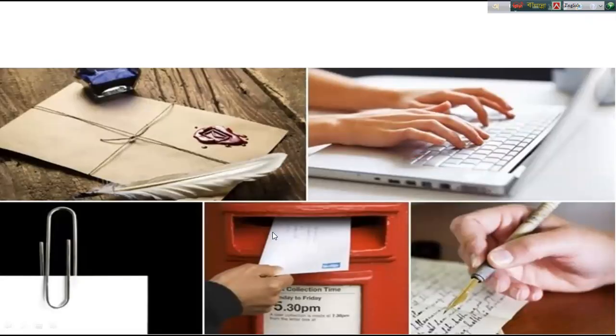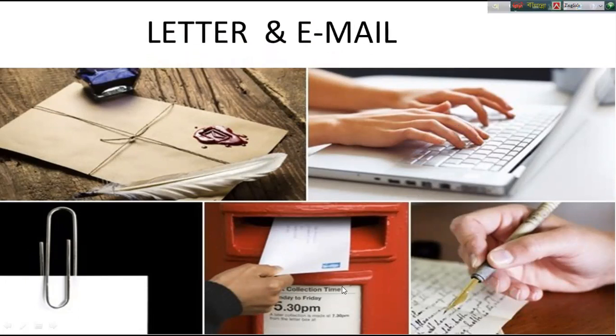I want to show you something here. What can you see here? I think you can guess looking at these pictures. Here you can see a letter and here somebody is typing something. Then you can see here a post box. Then here someone is writing something by using pen and paper. So I think you can guess which pictures these are about. These pictures indicate letter and email.